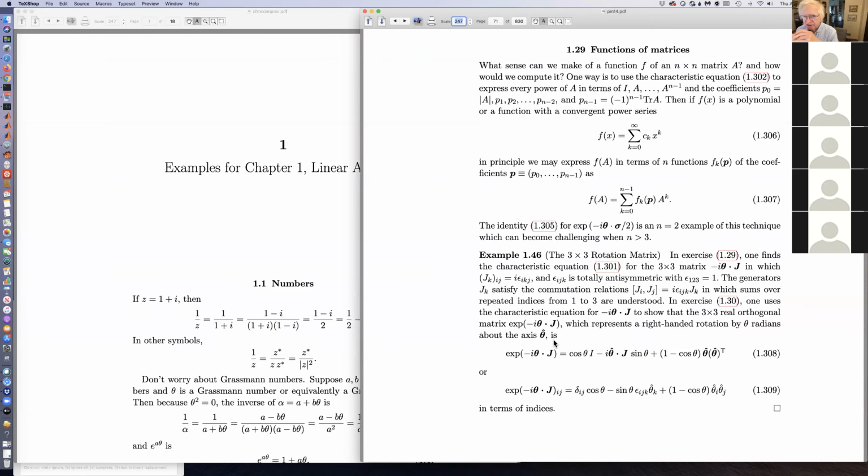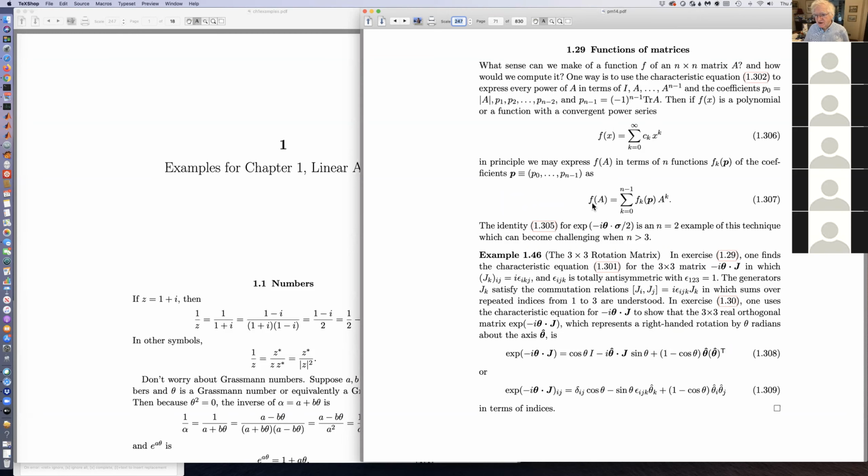Suppose you have a function, and of course here I'm talking about a well-behaved function, f of x, which has a power series expansion. So how do you express this as a function of matrices? What is f of A? If f is that, what is f of A?